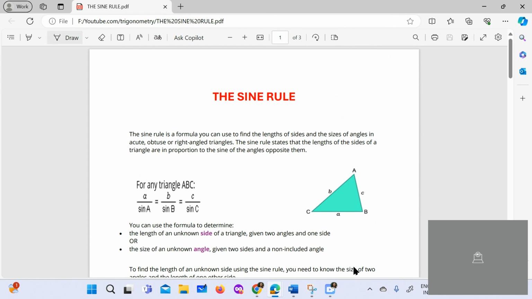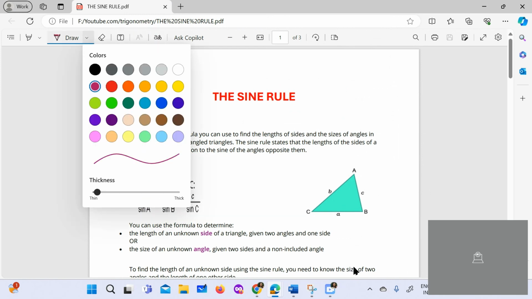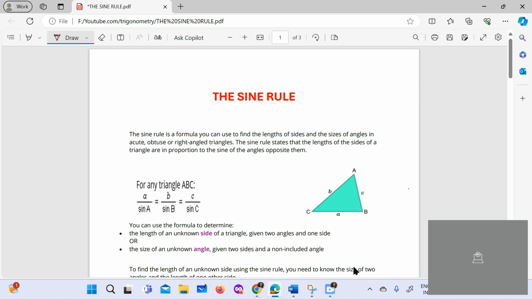So in this class we are going to study about sine rule. Hope you remember in the previous session we studied about the trigonometric ratios, that was sine, cos and tan. So I introduced the rule for sine, cos and tan. So these are your basic trigonometric ratios.